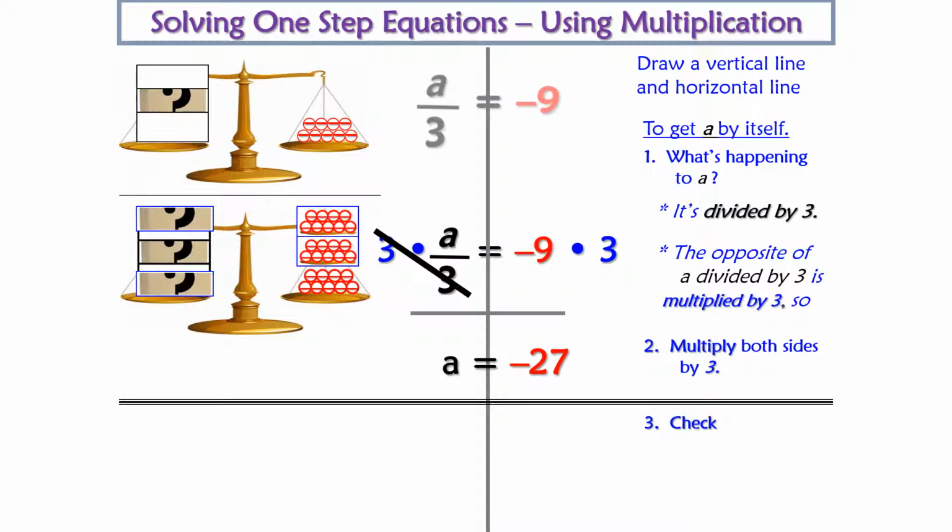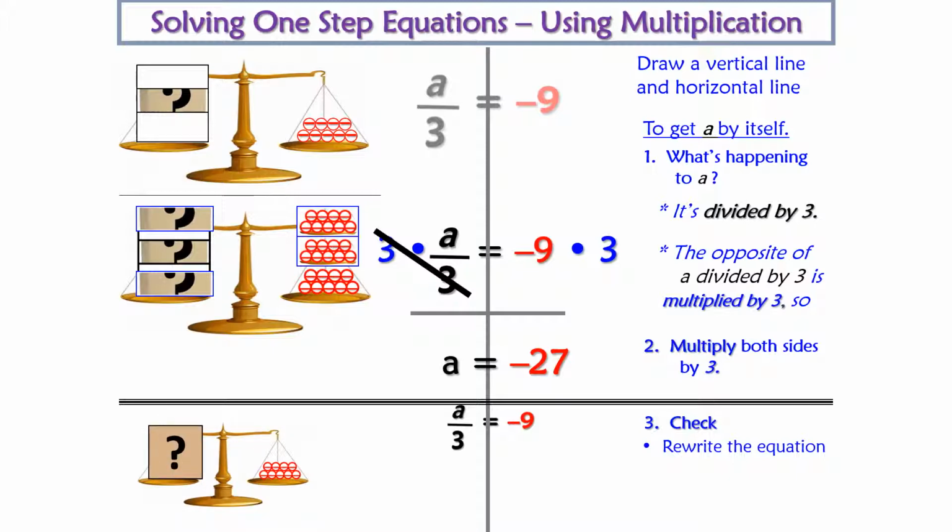Let's check. So how do we check? Step 1, let's rewrite the equation. Step 2, let's rewrite the equation, but let's substitute the value of a that we think we found. Well, since we think a equals -27, let's go ahead and substitute it in.